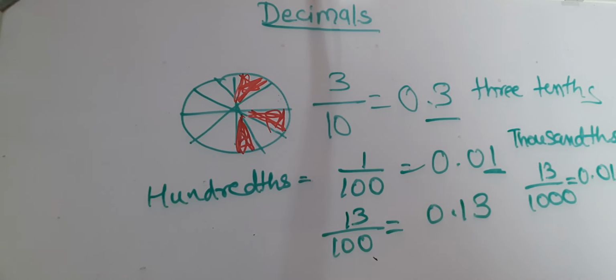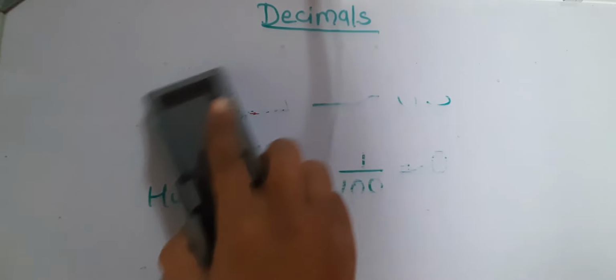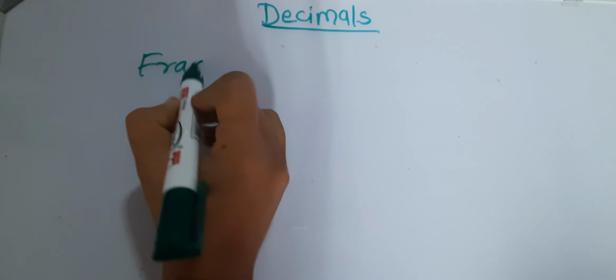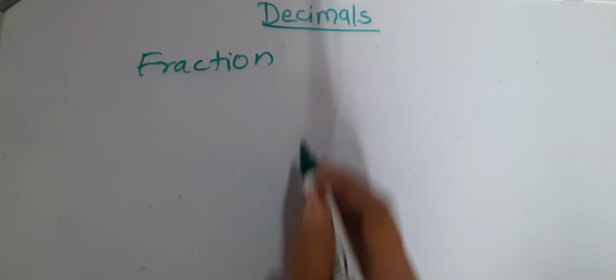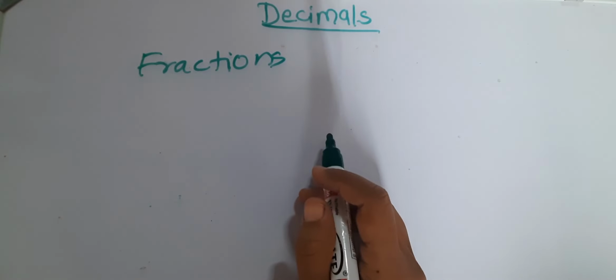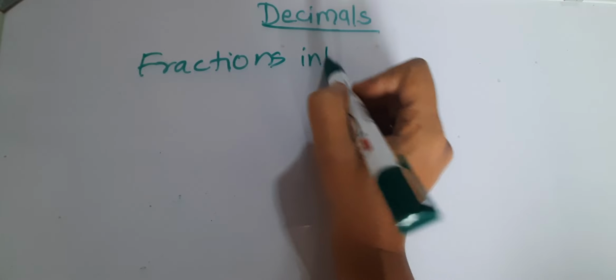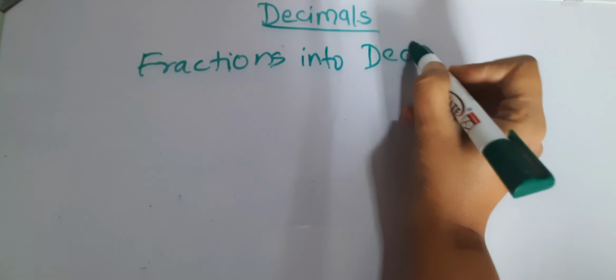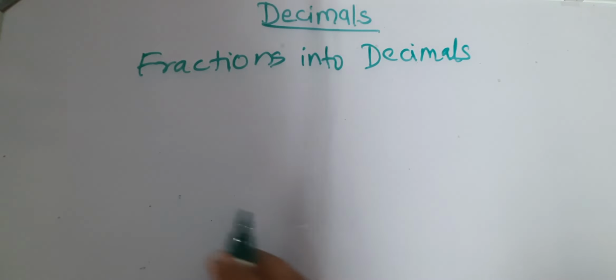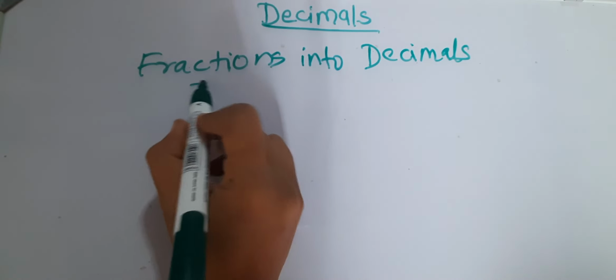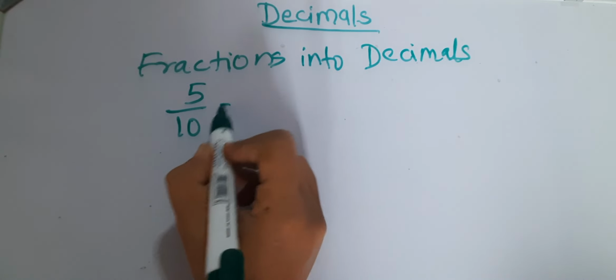The first thing you can keep in mind is, let's take some examples where we'll convert fractions into decimals and decimals into fractions. That will give you a clearer idea. Suppose we are first converting fractions into decimals. This type of sum is asked in exams. So let's take an example where we have to convert the fraction 5 by 10 into a decimal.